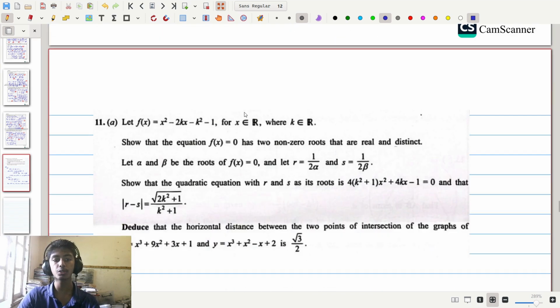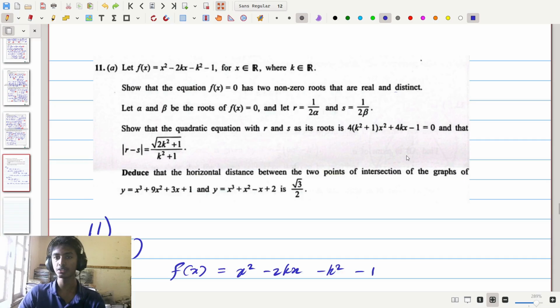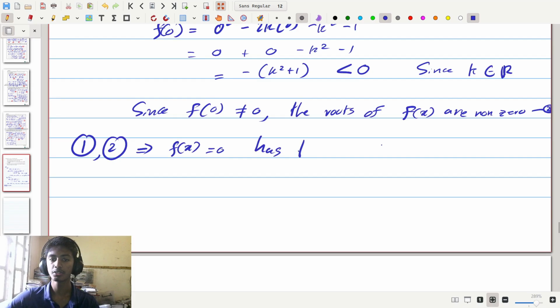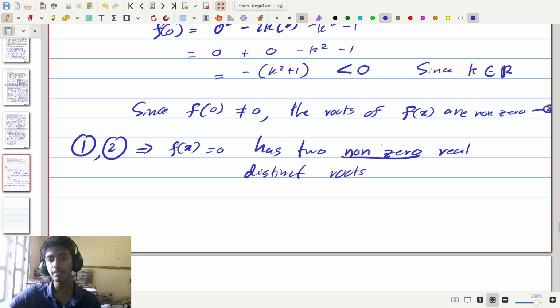Now if we combine the two, we can get the condition that they want. They want to show that the equation f of x equals 0 has two non-zero real distinct roots. So to do that, we just need to combine statements 1 and 2. So if we combine 1 and 2, we get that f of x equals 0 has two non-zero, they started with non-zero, real distinct roots. Now if you want, you can highlight the keywords here. The keywords are non-zero, real and distinct. So this is what we want. And that is going to be the answer for that part of the question.